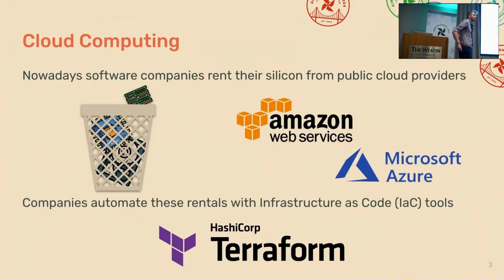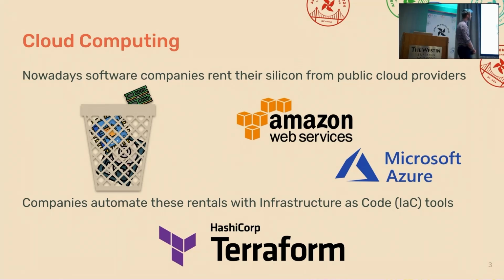As most of you probably know in this room, nowadays software companies do not buy any silicon, really. We instead rent it from public cloud providers. Amazon Web Services and Microsoft Azure are the two biggest of those. We often need a lot of different types of hardware. We need databases, queues, and compute. And a lot of the hardware that we are renting, we've turned to automation.